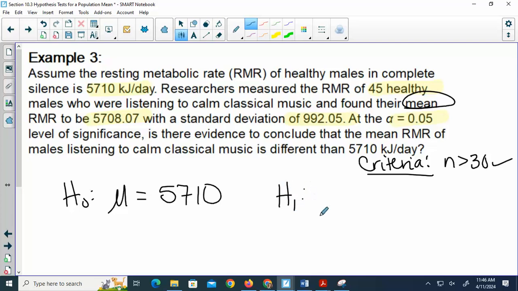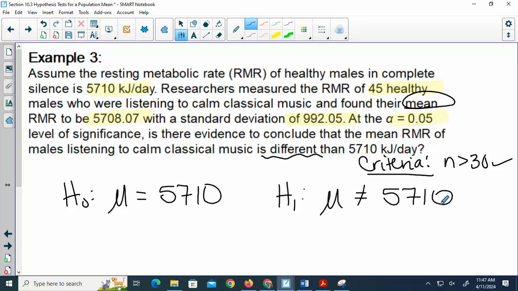Alternative. What am I trying to test? I want to know, is it different? So different could be bigger, could be smaller. So we are just looking at not equal to. There. Okay, so we checked our criteria. We know we can proceed. We have a null and an alternative.